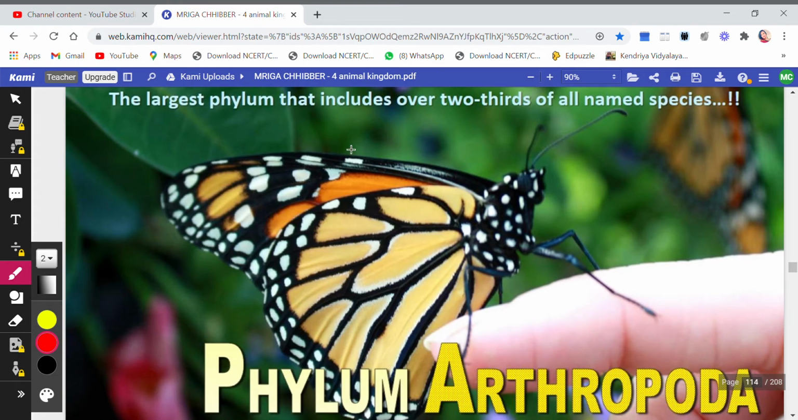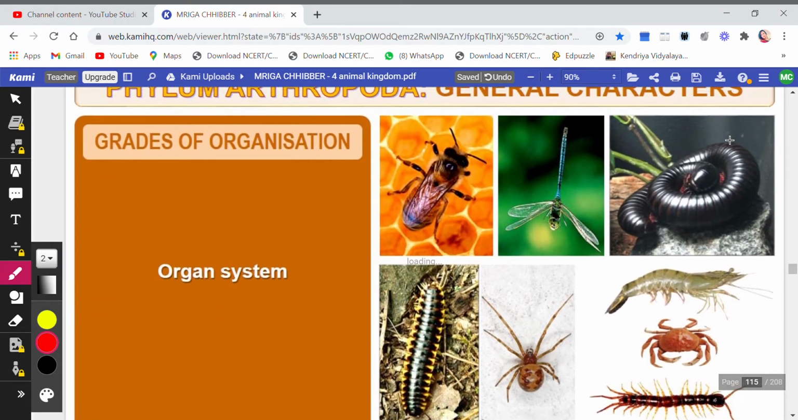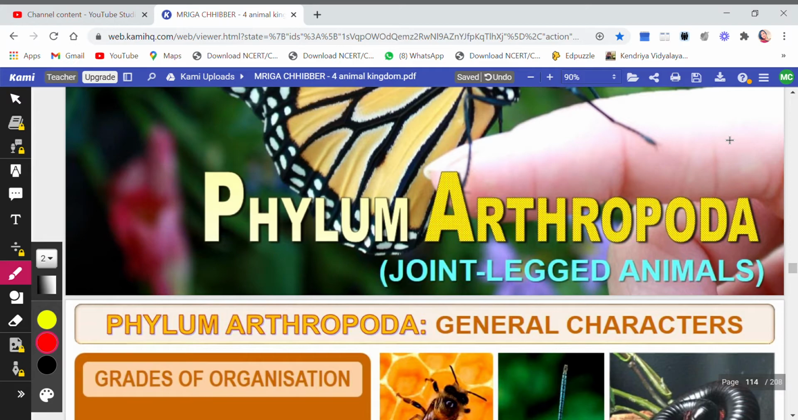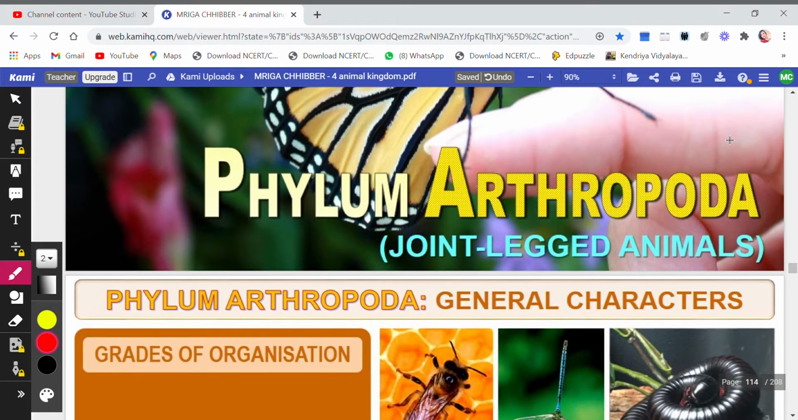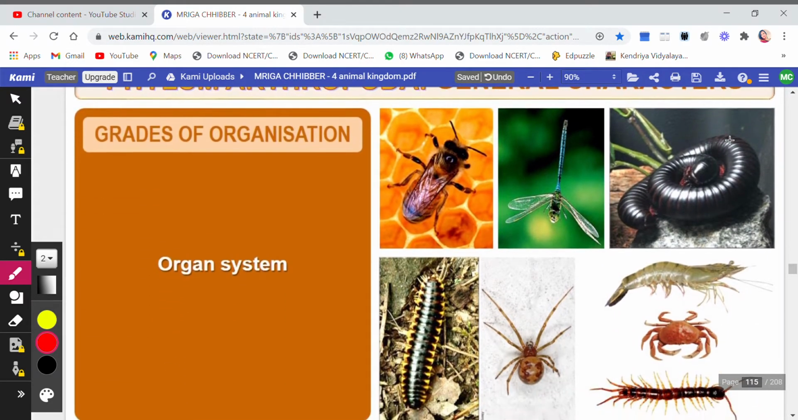The next phylum that we are going to start is phylum Arthropoda, the largest phylum. This is the largest phylum that includes over two-thirds of all named species. All the joint-legged animals are included in this phylum.